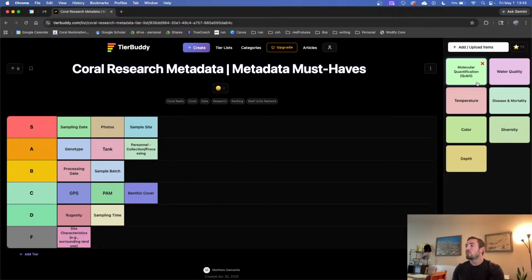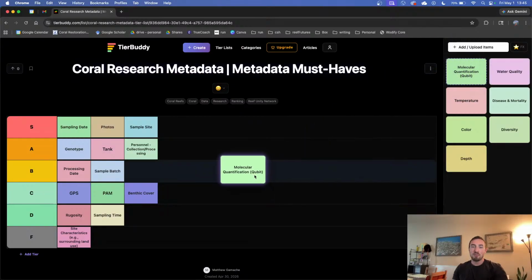All right, YouTube will appreciate this next one, I think. We'll have a fun time with this one. Molecular quantification. This could be the Qubit, this could be the NanoDrop, quantifying whatever you're measuring.